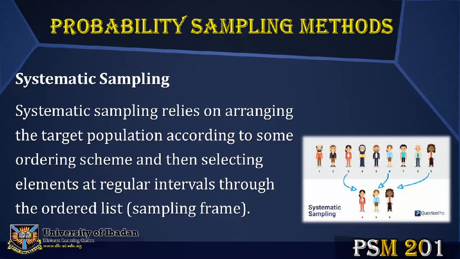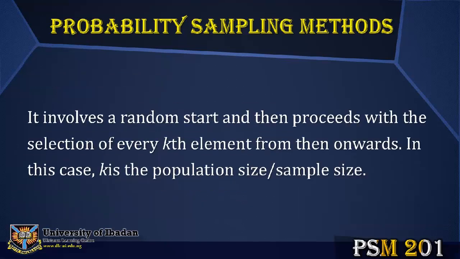Systematic sampling. Systematic sampling relies on arranging the target population according to some ordering scheme and then selecting elements at regular intervals through the ordered list, the sampling frame. It involves a random start and then proceeding with the selection of every constant kth element from then onwards. In this case, K is the population size divided by the sample size. It is important that the starting point is not automatically the first in the list, but is instead randomly chosen from within the first to the kth element in the list.